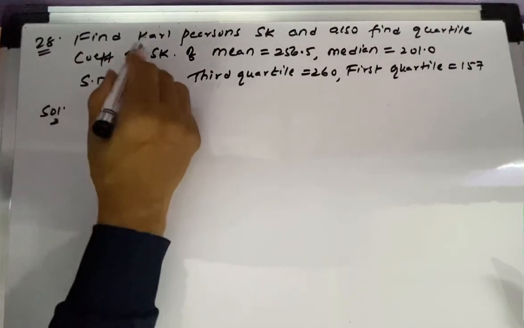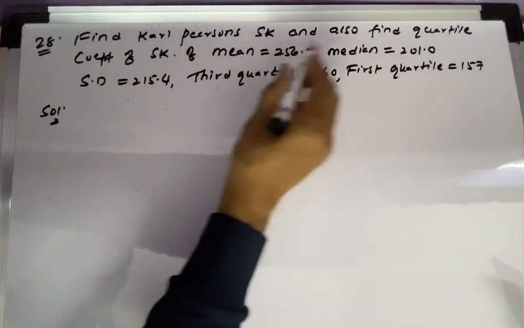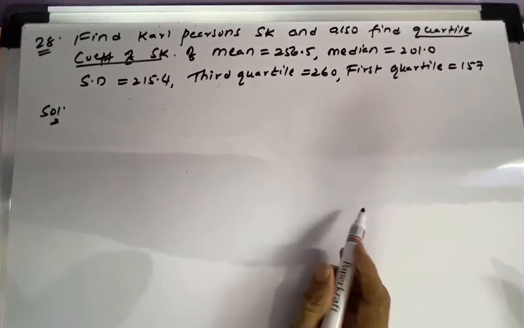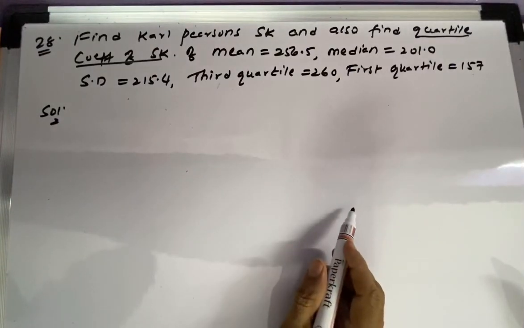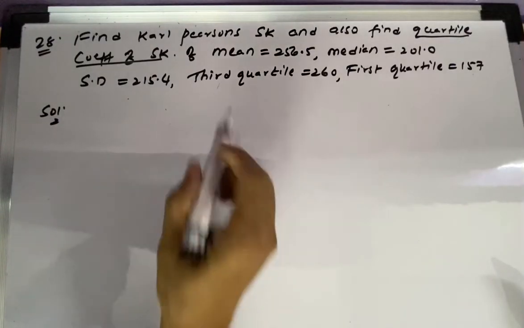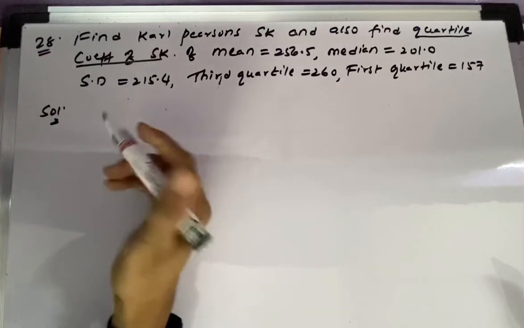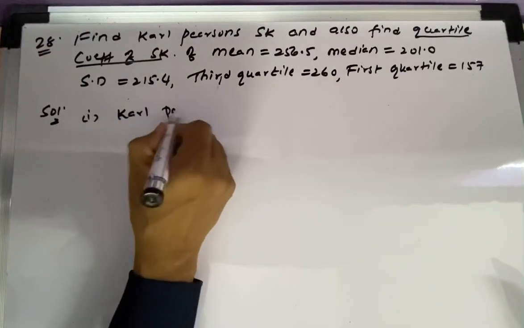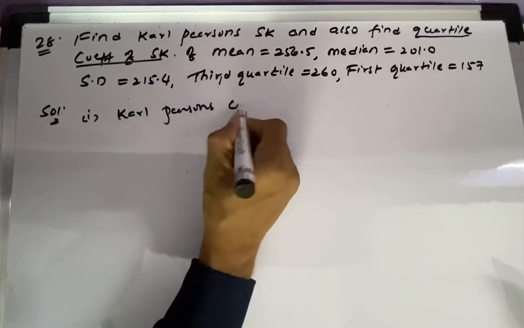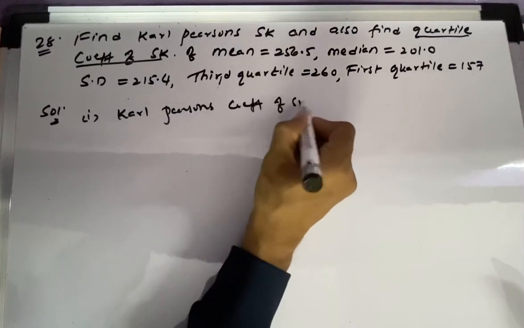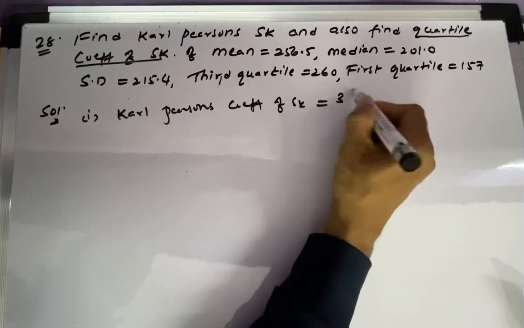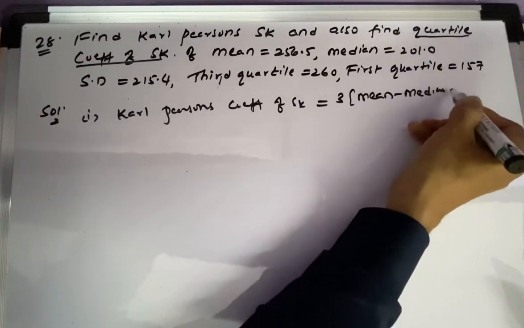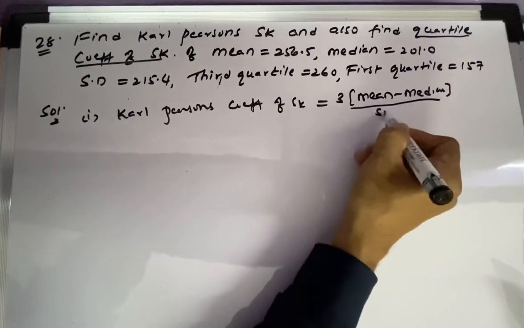So they have asked us to find Karl Pearson skewness and also find quartile coefficient of skewness. This is Bowley's skewness. Bowley's skewness is also known as quartile coefficient of skewness. Now mean, median, standard deviation are given. So the first bit is Karl Pearson skewness. Karl Pearson's coefficient of skewness equals 3 into mean minus median divided by standard deviation.